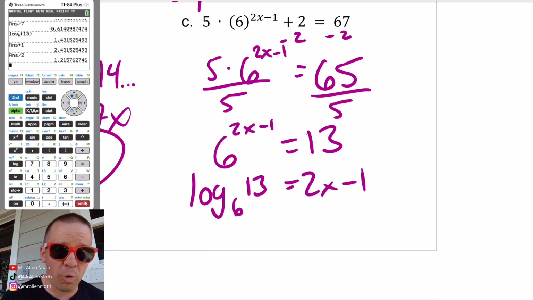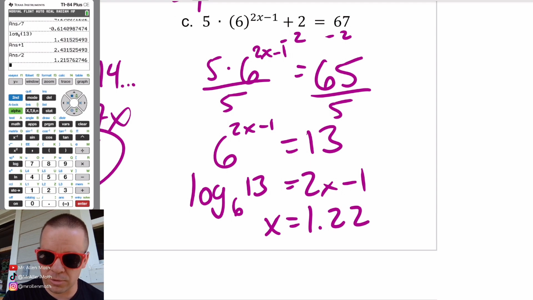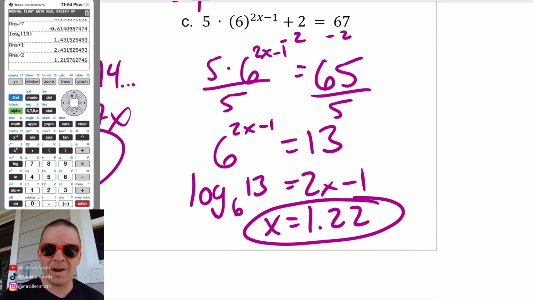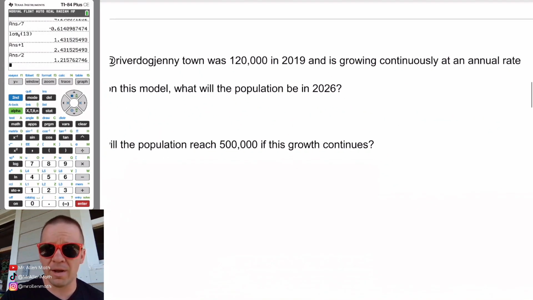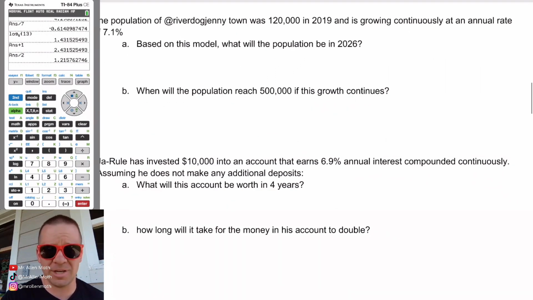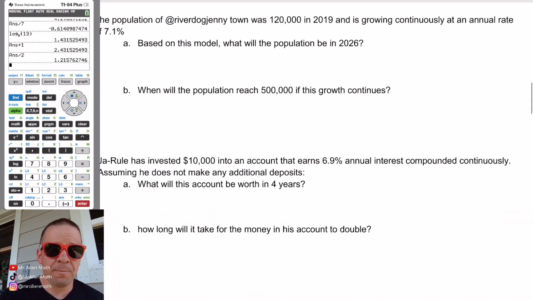We get x equals 1.215, so 1.22 for x. X equals 1.22. Beautiful. All right, on to page number 2 here. Oh boy, we have ourselves some application here. This is exciting stuff.